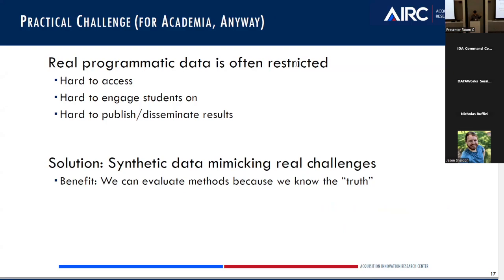So the way that we are dealing with this on this project is by trying to make synthetic data that simulates some of the real challenges associated with DoD programs that I outlined in that considerations diagram. One nice thing about that, from the perspective of this talk, is that when we make synthetic data, we know what the truth is, and so we can measure how well we do at recovering the truth. And so that allows us to evaluate how the methods are doing.